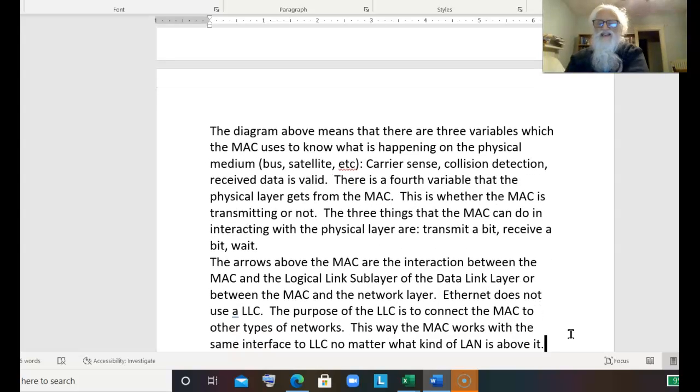Now, Ethernet does not use an LLC. It just didn't feel it was necessary. If we had different kinds of implementations of a local area net, then we would need an LLC. In fact, there's many, many different LLCs.